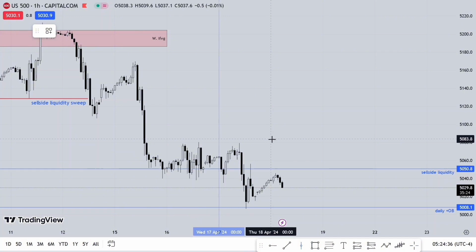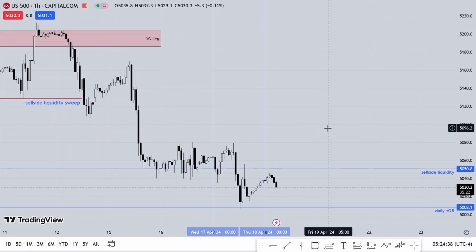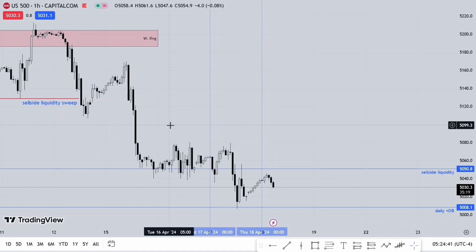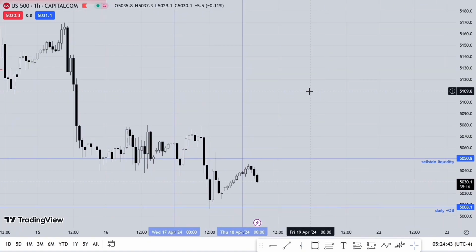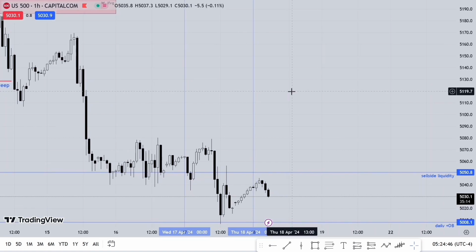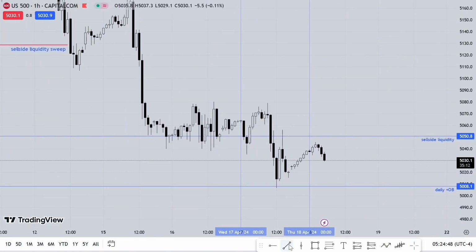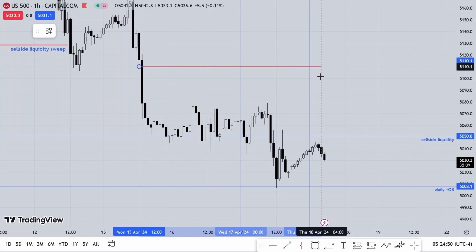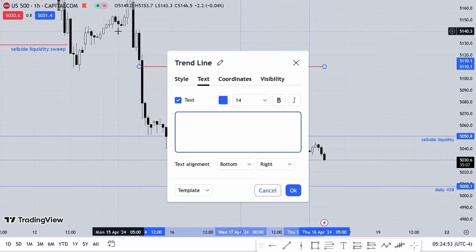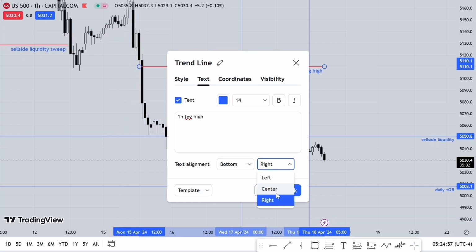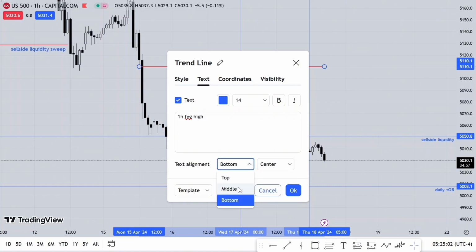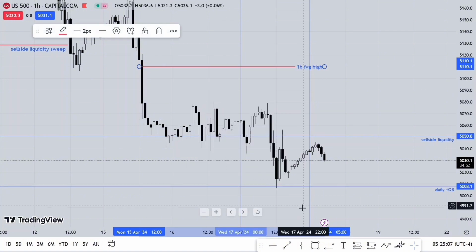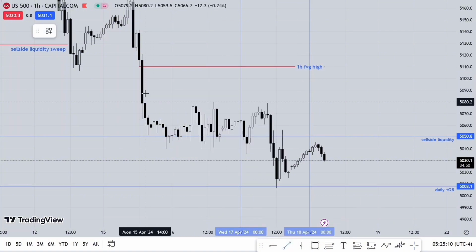we went into yesterday's trading with a bearish narrative. From Tuesday's stream, we noted this 1 hour fair value gap. We noted these 1 hour fair value gaps here from Tuesday's stream.